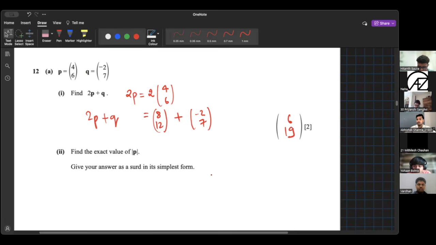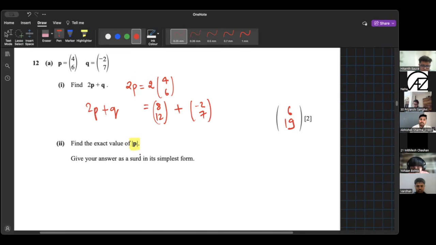So this was question number 12, A1. Second, it says find the exact value of this. What does this mean? Anyone can tell me? It is the magnitude of the P vector. Magnitude. Perfect. So this is the magnitude of the P vector.